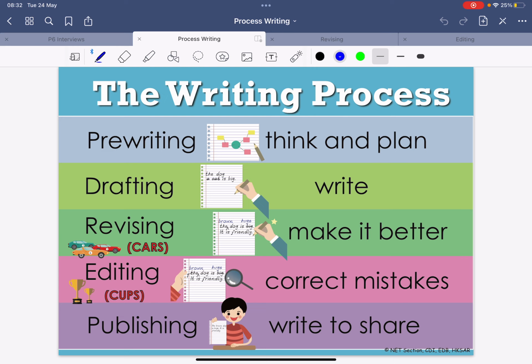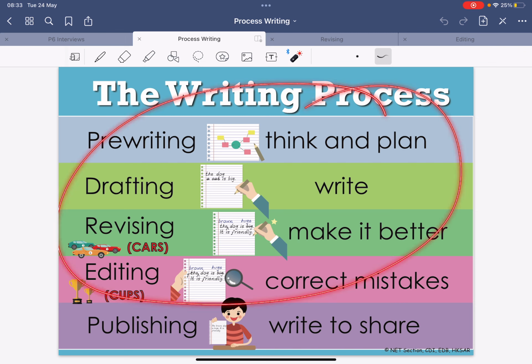This is something that you did with me in P2, something you did with Mr. Power in P3, and I think you did a little bit of revising and editing in P4 and 5 too, maybe even in P6. Just remember that this poster here, the writing process, is not just for itty bitty baby P1s and P2s. I still use this poster all the time when I do some writing, if it's for university or if I'm writing something for the school or for Mr. Chan. I still use this exact same process. So let's look at it.